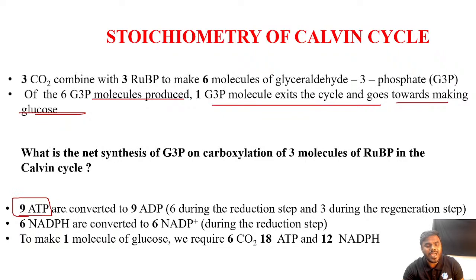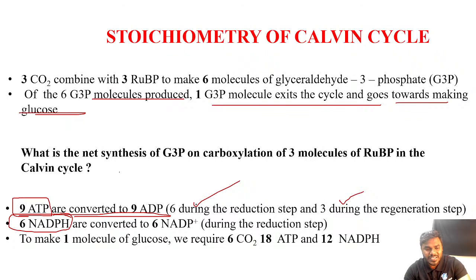Friends, 9 ATP are converted. Most of the students will think that it is 6 ATP. That is a wrong statement, friends. 9 ATP are converted to 9 ADP, where 6 ATP we have used during the reduction step, friends, and 3 ATP we have used during the regeneration step. Then how many NADPH did we use, my friends? 6 molecules of NADPH we used.